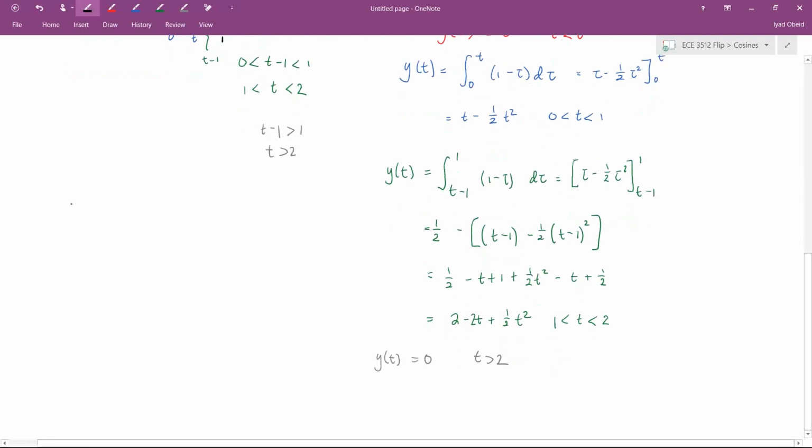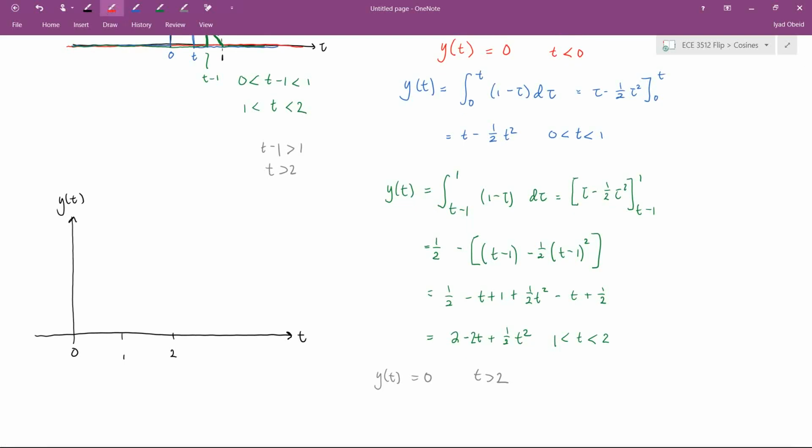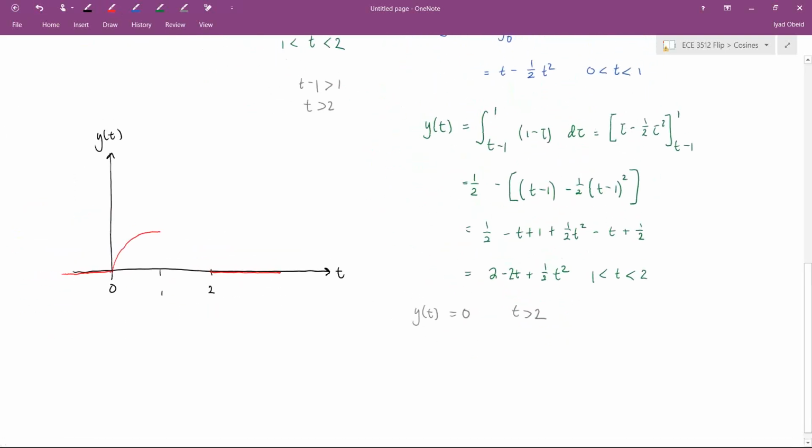So if I put it together, I get the following. Here's t, here's y of t, and I'm going to define my x-axis, 0, 1, 2. Okay, that should be good. Now we've said that for negative time, y of t is 0. For t greater than 2, y of t is 0. Then for t between 0 and 1, I have that quadratic, and that's a downwards pointing quadratic because it has a negative t squared term. And then for t between 1 and 2, I have this equation, and if I plot that, I'm going to get this.